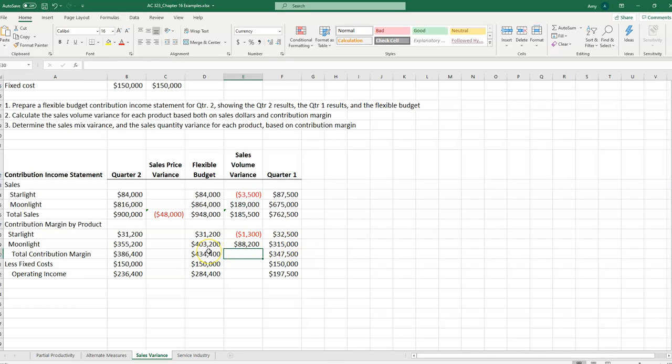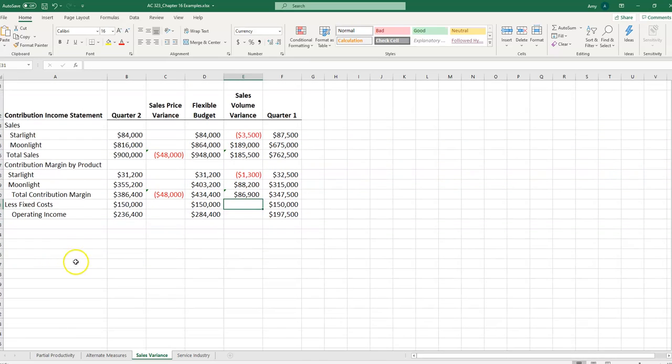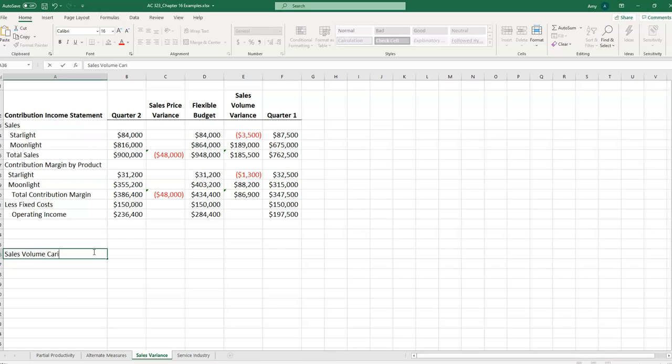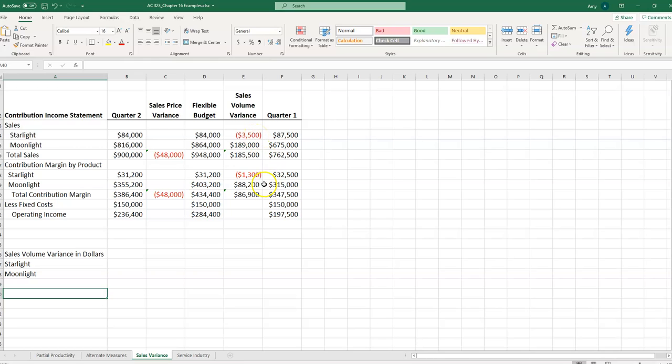But because of the cost difference between Moonlight and Starlight, selling more of Moonlight versus Starlight has a better impact on our sales figures as a whole. When we break these down, then we have our sales volume variance, and we're going to break this down in sales dollars and in contribution margin. So we see our dollars here and our contribution margin here.